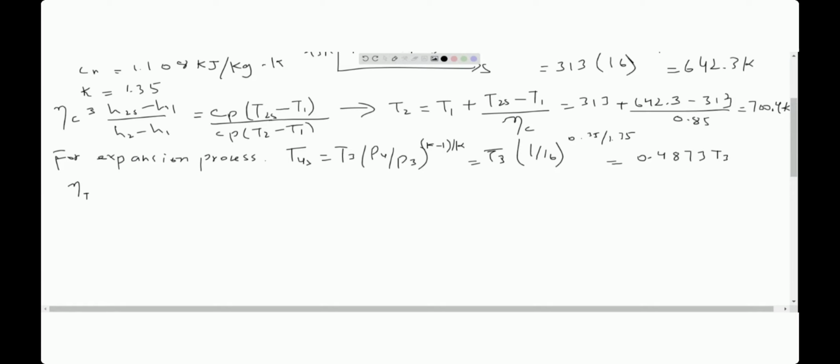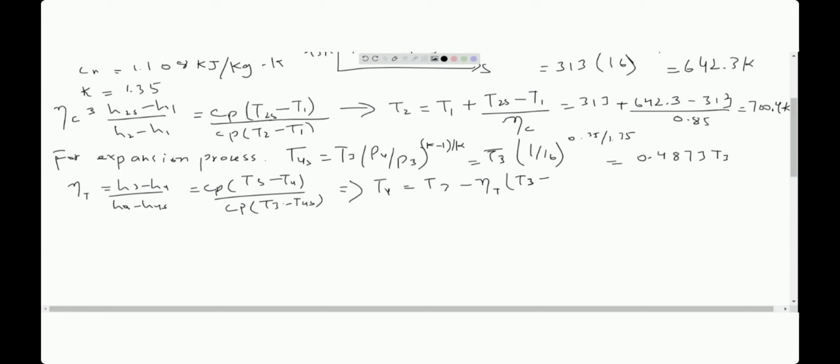Now the turbine efficiency, eta T is equals to h3 minus h4 divided by h3 minus h4s. This is equals to Cp into T3 minus T4 divided by Cp into T3 minus T4s. That is equals to T4 is equals to T3 minus eta T into T3 minus T4s.